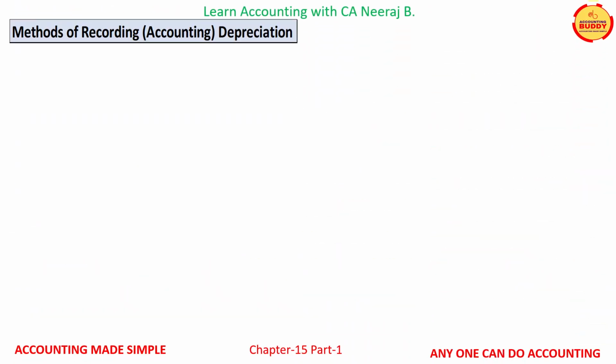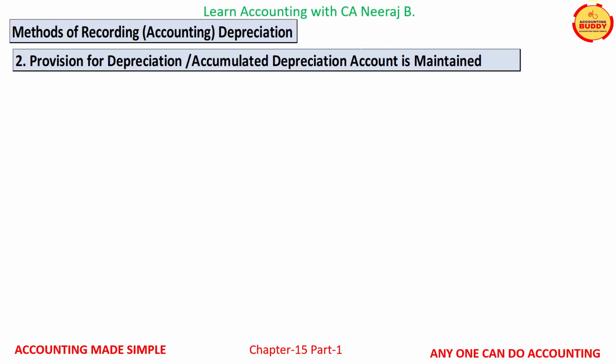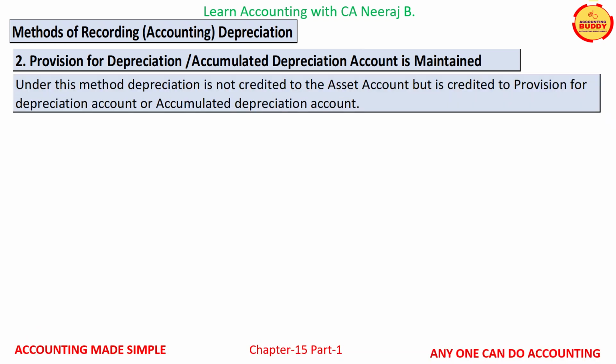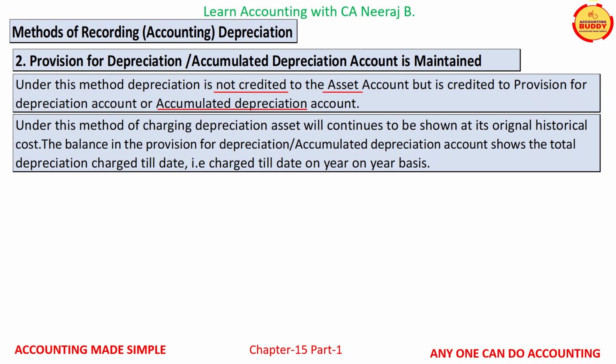Under second method, provision for depreciation or accumulated depreciation account is maintained. Under this method, depreciation is not credited to the asset account, but it is credited to the provision for depreciation account or accumulated depreciation account. Depreciation charged every year will keep on accumulating in this account. Under this method of charging depreciation, asset will continue to be shown at its original historical cost.